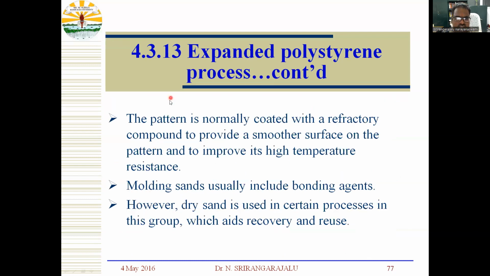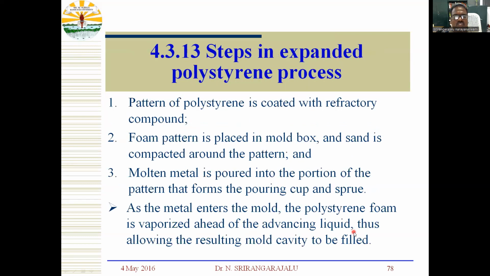In the expanded polystyrene casting process, the pattern is normally coated with a refractory compound to provide a smoother surface on the pattern and to improve its high temperature resistance. Molding sands usually include bonding agents. However, dry sand is used in certain processes in this group, which aids recovery and reuse.